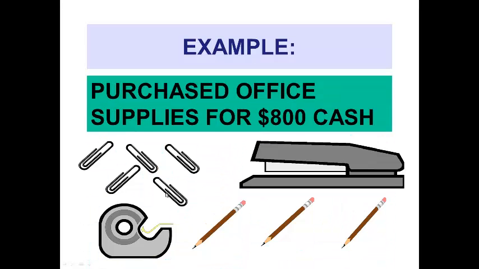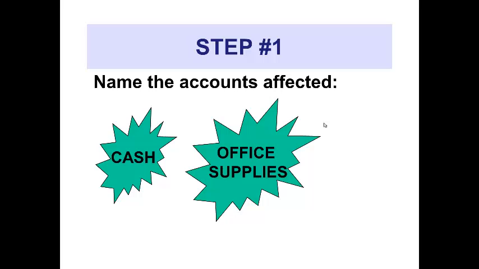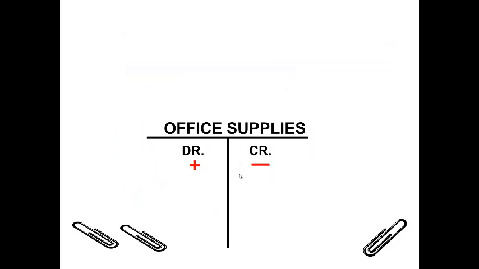Here's an example of how debits and credits work. If we purchased office supplies for $800 cash, we're going to do the same thing we did in Chapter 1. We're going to pick out the 2 accounts affected. So in this case, if we purchased office supplies for cash, cash and office supplies are the 2 accounts affected. Okay, so if we've paid cash, then cash is decreased. If we've gained office supplies, then office supplies is increased. So now we need to enter that in the T accounts with debits and credits.